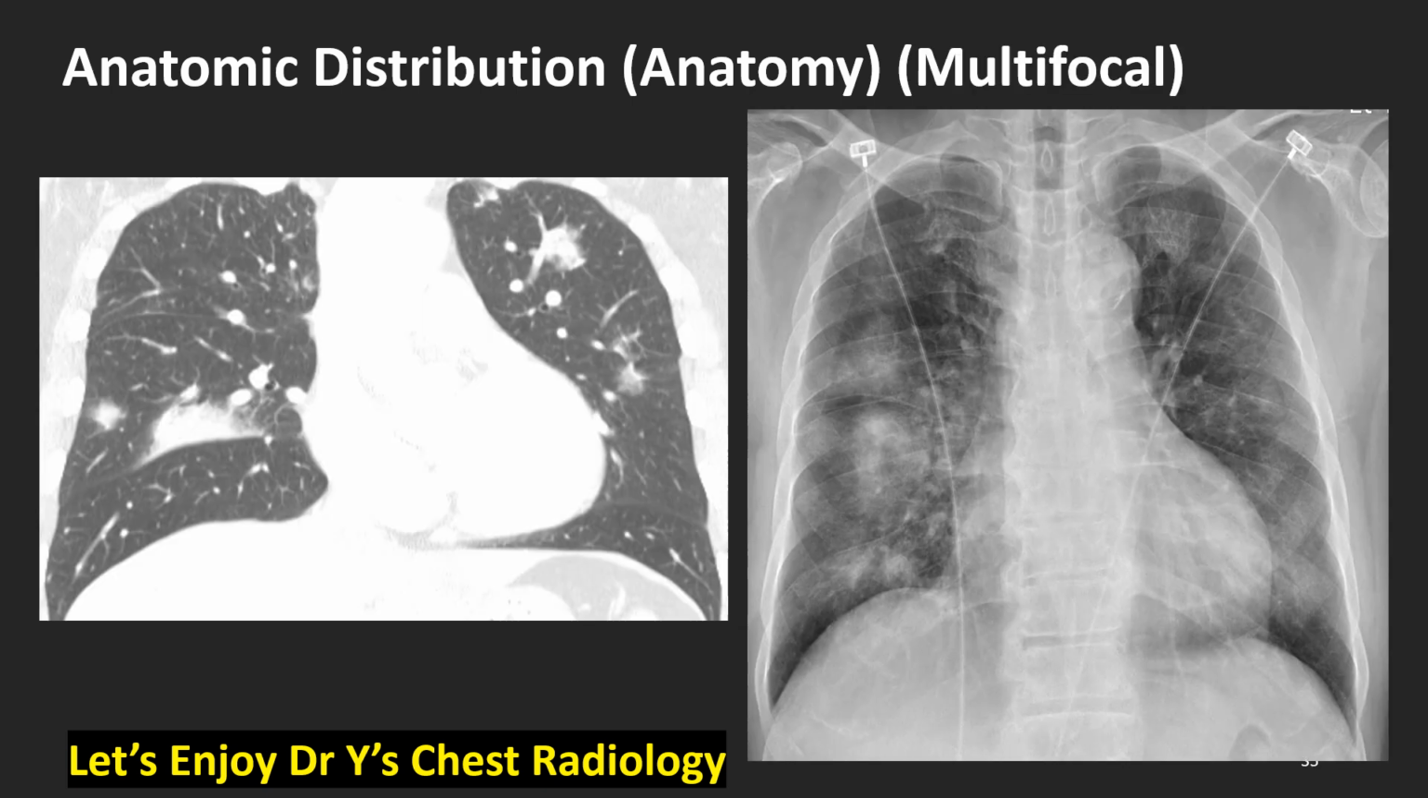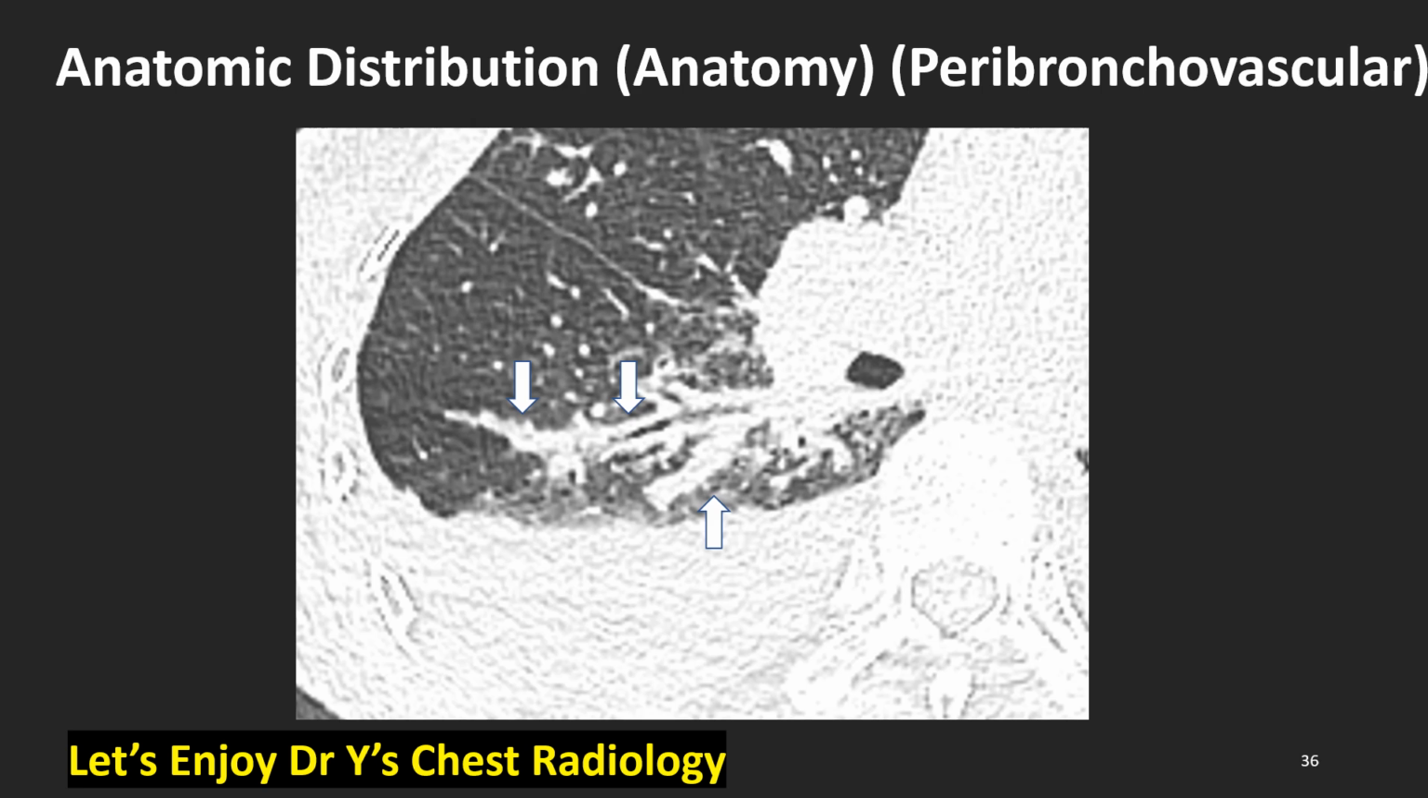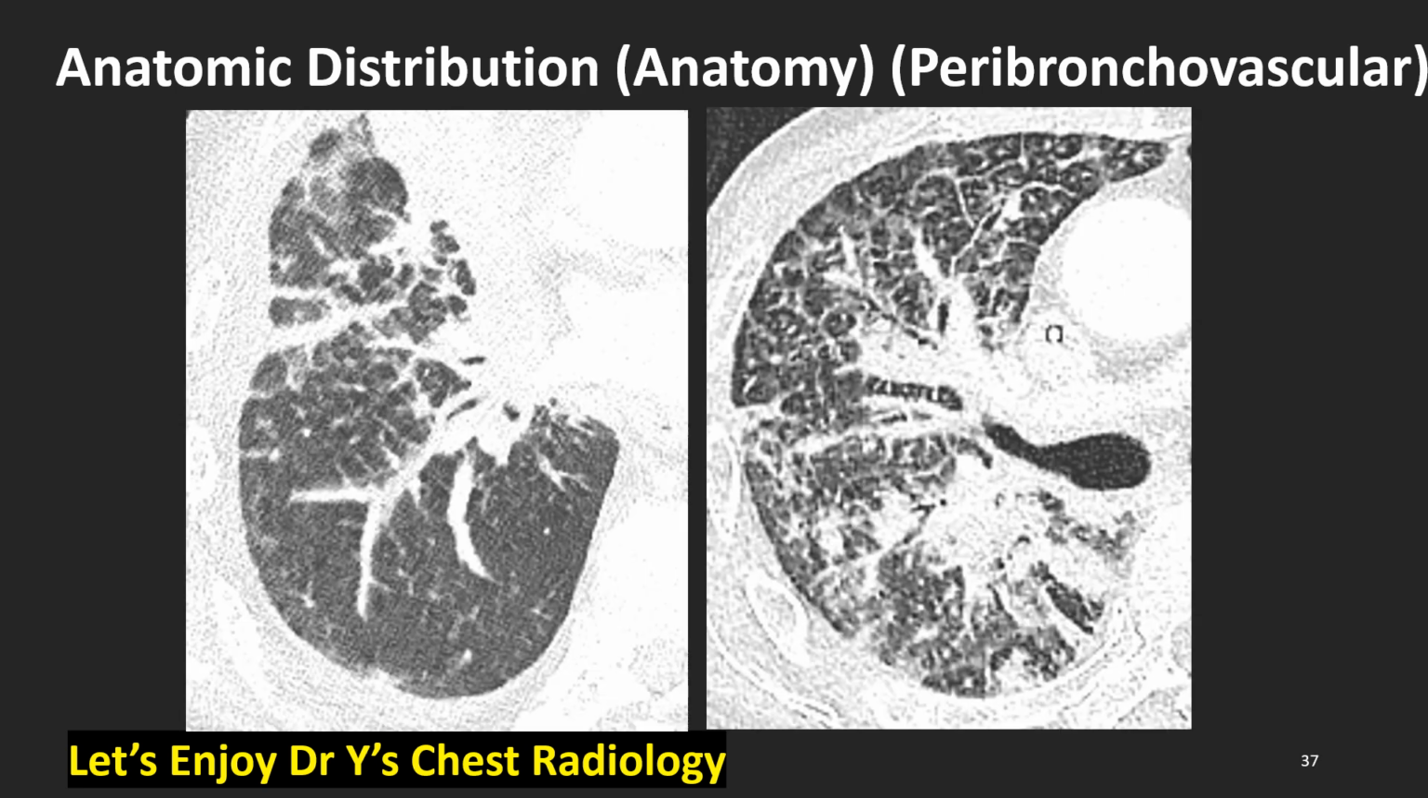Anatomic distribution, multifocal. Anatomic distribution, peribronchovascular. Arrows indicate peribronchovascular distribution. This patient has lymphangitic carcinomatosis. Another example of peribronchovascular. These two patients also have lymphangitic carcinomatosis.